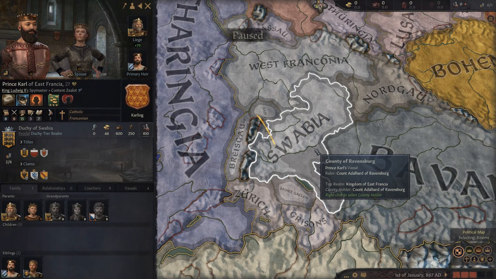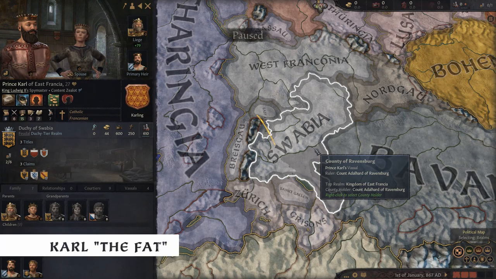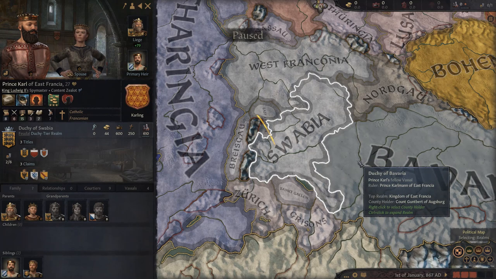And sitting here is Prince Karl, also known as the Fat, the youngest son of Ludwig the German. He would become the last Karling emperor of legitimate birth, that is, and the last to rule over all of the lands of the Franks, as his great-grandfather Charlemagne had done. He was the beneficiary of outliving basically everyone, and that so few of them had legitimate heirs.